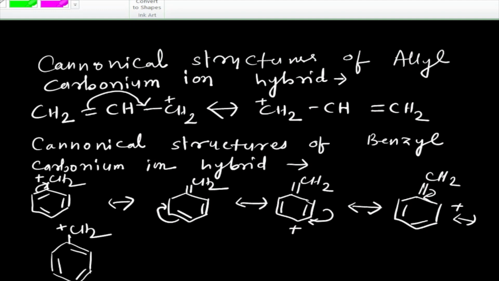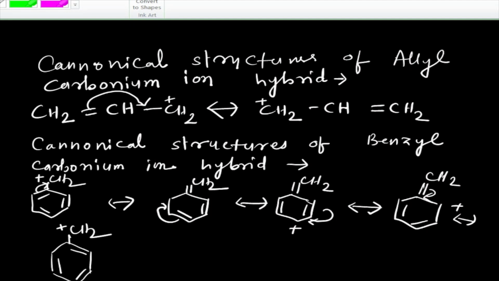Now you can observe the canonical structures of allyl carbonium ion. And now see, that is called the allyl carbonium ion hybrid. Here you can observe this pair of electrons, the pi electrons, jump or delocalize to this side, this single bond having a positive charge, this side carbon has the positive charge. So what happens here? It becomes a double bond, and there is no positive charge here because it is dispersed over this carbon. Now here this acquires a positive charge.